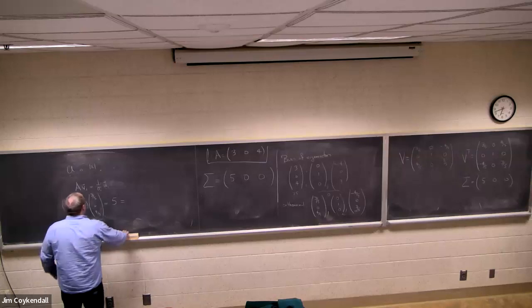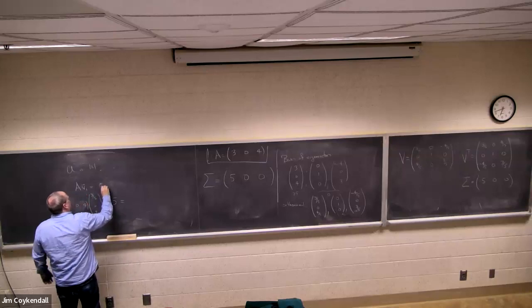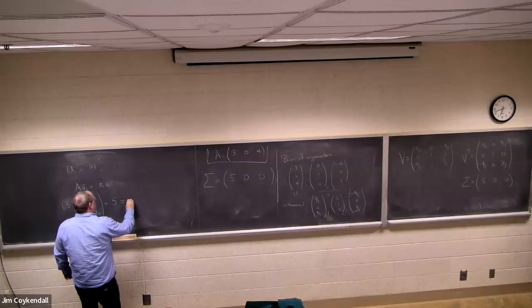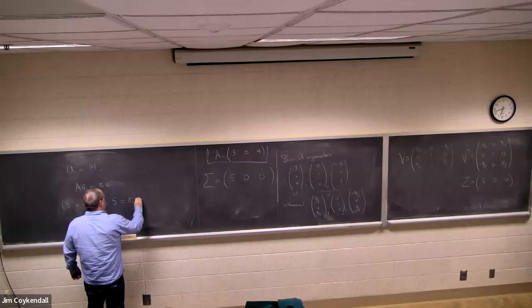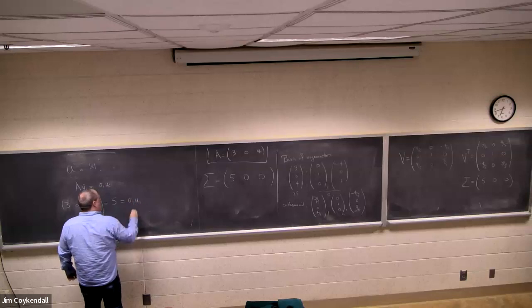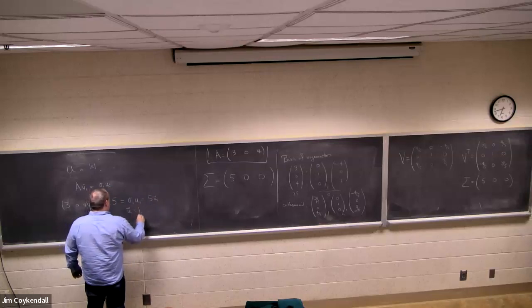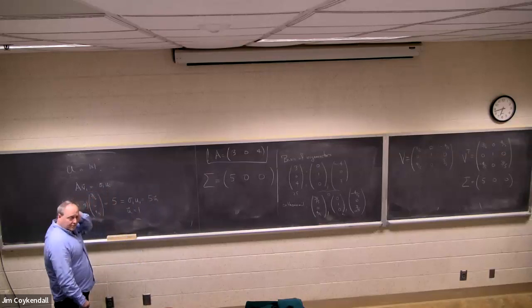No, I got this reversed. This is A V_i divided by sigma. So in this case, this is sigma_1 U_1, which is 5 U_1. So U_1 equals 1. And there you go.